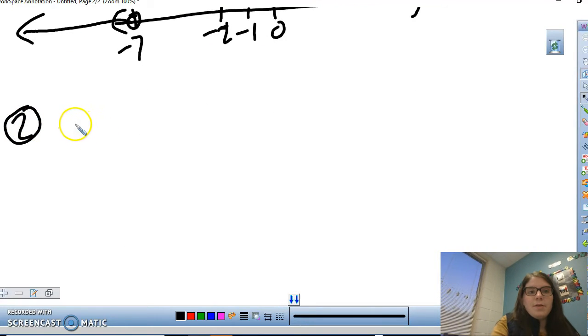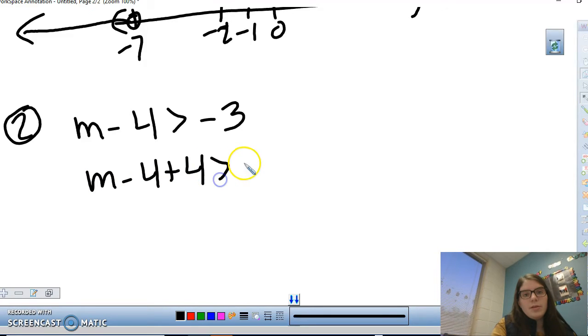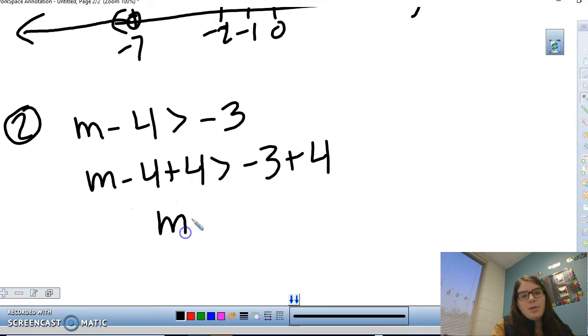If I have m minus 4 is greater than negative 3. So to get rid of a subtract 4, I need to add 4. So m minus 4 plus 4 is greater than negative 3 plus 4. If I have a minus 4 and plus 4, those are going to cancel out and I'm left with m on this side is greater than negative 3 plus 4. Different signs subtract, so it's going to be positive 1.